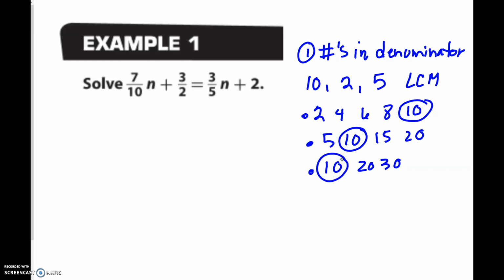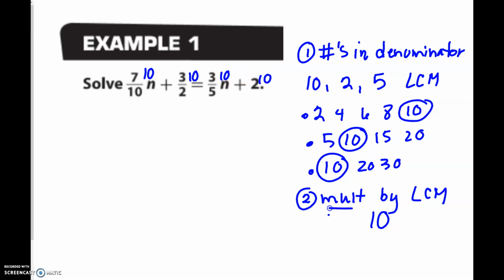Now that I have found my least common multiple, I am going to multiply everything by that. In this problem, it happens to be 10, so I'm going to multiply everything by 10. Notice I put a 10 by every term. You can grab your calculators if you need to. Remember, if a 10 is on top and a 10 is on the bottom, they're going to cancel out. So we are left with 7n.